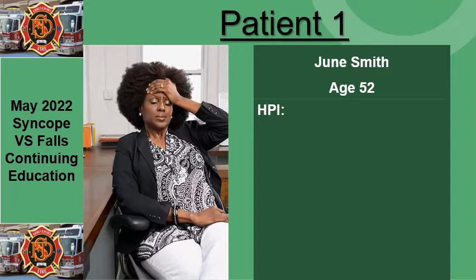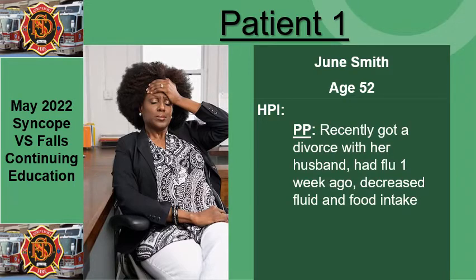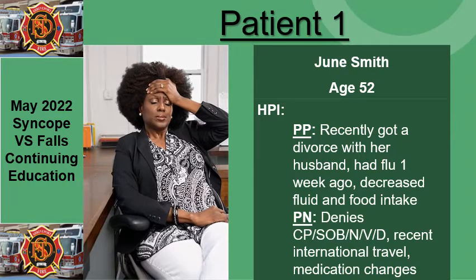Well, continuing on, remember, like I told you before when we started this patient scenario, what are our pertinent positives and what are our pertinent negatives? So pertinent positives. She recently just got into a divorce with her husband. She had the flu a week ago, and she's had decreased fluid and food intake. Well, man, that sounds pretty cut and dry there. It sounds like she's got a volume problem, but we still don't know because we haven't done all of the tests yet. Pertinent negatives. She's not having any chest pain, not having any shortness of breath, not having any nausea, vomiting, diarrhea. She hasn't traveled to Spain or China, and she hasn't had any recent medication changes.